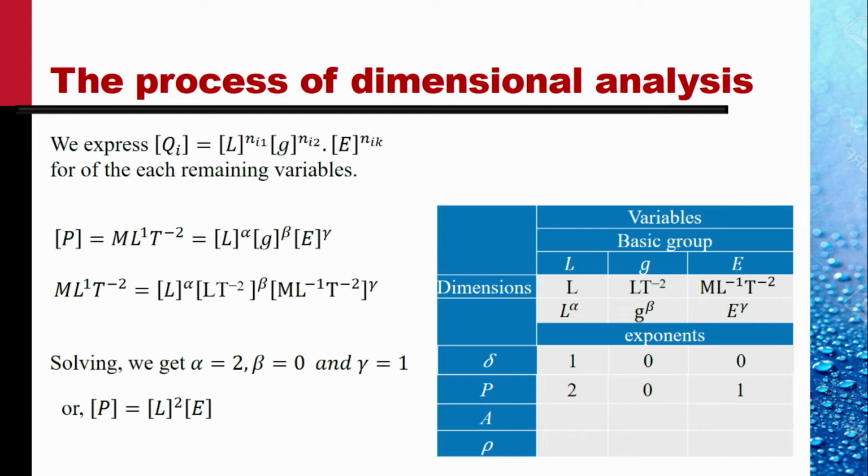Similarly, area has a dimension of two-dimensional length, and so it can be simply 2, 0, 0. And the density rho can be written as L minus 1, G minus 1, and E raised to power 1. Verify this would have the same dimension as that of density, M L raised to power minus 3.